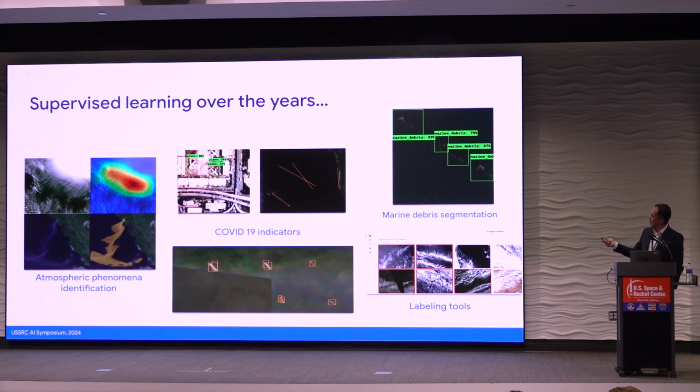During COVID, a lot of people developed AI-based indicators to look into economic indicators, counting ships, looking at contrails of airplanes. There are also some societal benefit applications like marine debris segmentation. And people also developed labeling tools so that they can scale some of these algorithms.